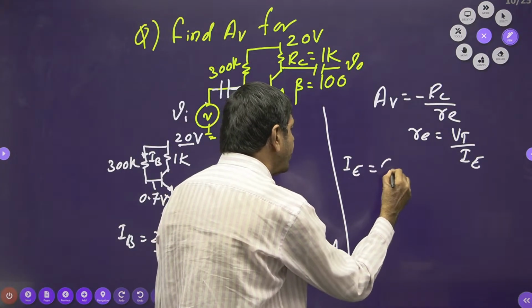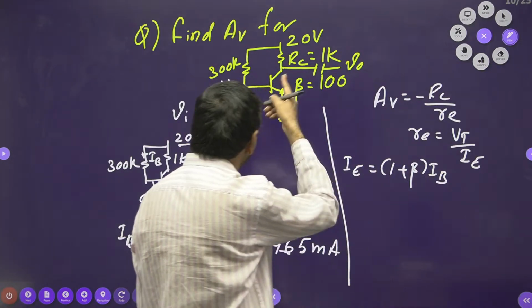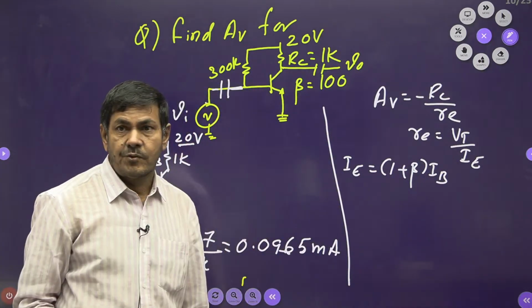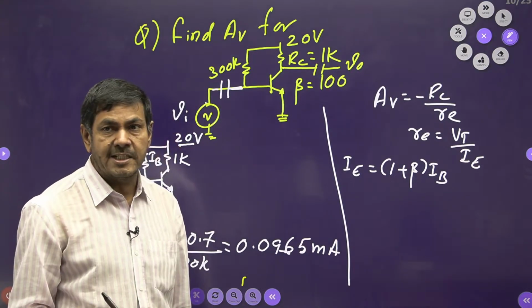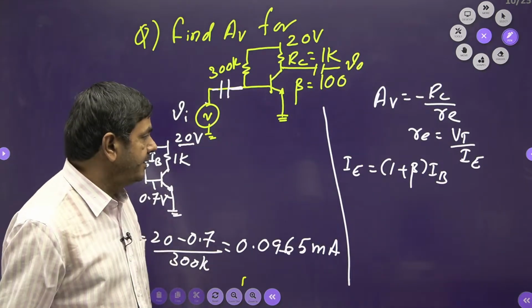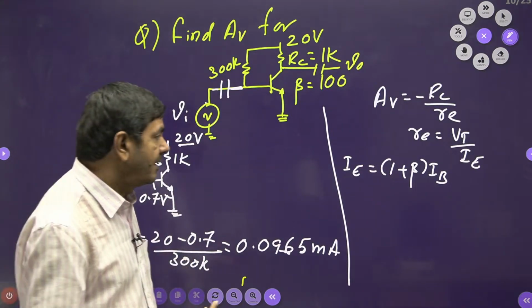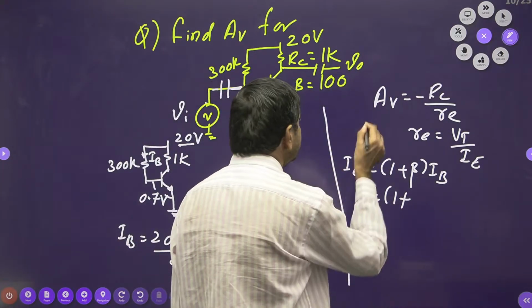IE equals, as we know very well, 1 plus beta times IB. This is a fixed biasing, so you must find IB; without IB, I can't get it. If it is a voltage divider biasing circuit, you can directly get VB, then apply KVL to determine IE as in the last problem. Here, 1 plus beta, where beta is given as 100.